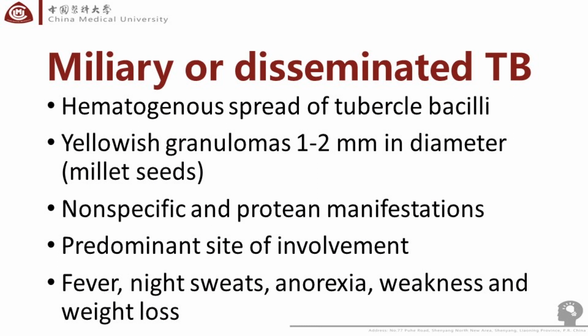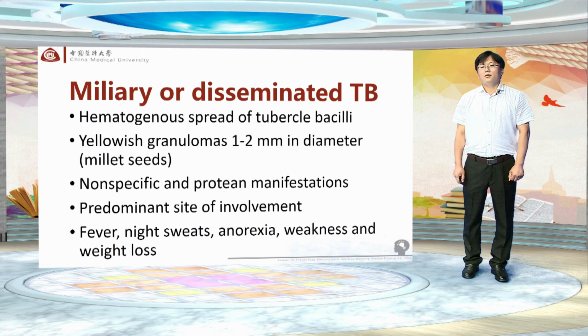Miliary or disseminated tuberculosis is also an important type of tuberculosis. It is actually hematogenous spread of tubercle bacilli. We can find yellowish granulomas 1 to 2 millimeters in diameter on the section of the patient's lung biopsy. Patients with miliary or disseminated tuberculosis usually have non-specific or protean manifestations. The predominant site of involvement is the patient's lung.